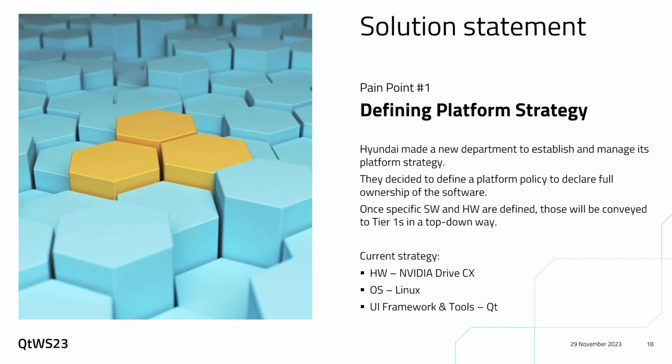Like I was saying before, whenever they were defining the platform strategy, they made the decision of how they wanted this to be. So they decided to define a platform policy to declare full ownership of the software. It was theirs. They wanted it, and they didn't want to be steered by anybody else. Once they were able to define the software and the hardware, they were able to use their leverage to dictate that to their tier 1s. Once again, large company, it's a bit easier. But where it stopped was that they used NVIDIA Drive CX, the OS was Linux, and on top of that the UI framework was done with Qt.